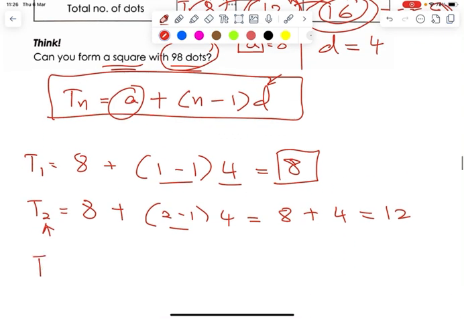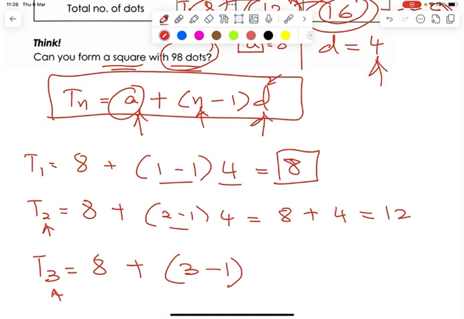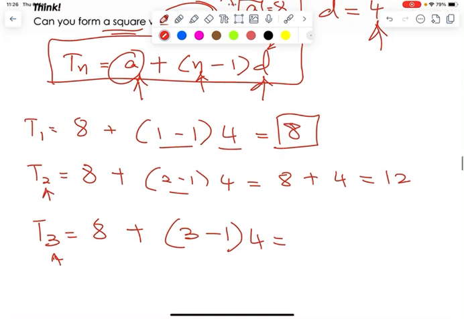Yeah, we see, T3 equal to 8 again, that's your A, plus your n, which is your 3, your third figure, that's your n. So 3 minus 1 multiplied by your constant difference, which is 4, right? It has to give you 16, yeah, trust me. So what we have is 8, right? 3 minus 1 is 2 times 4 will be 8, so plus 8, total 16.